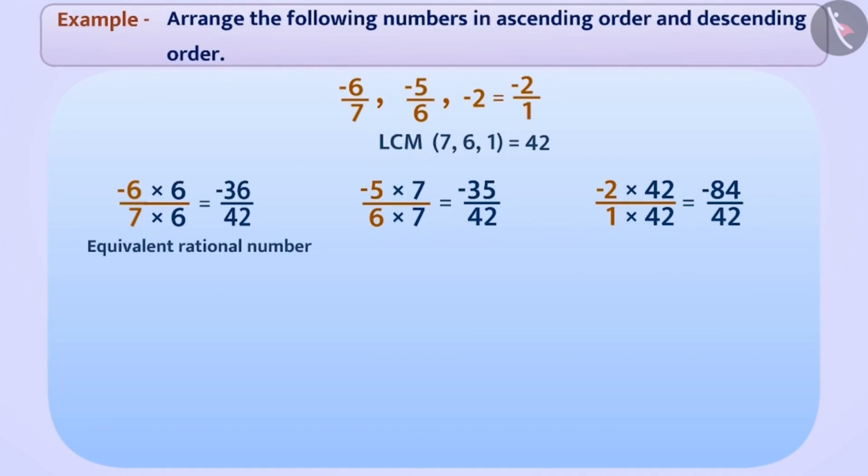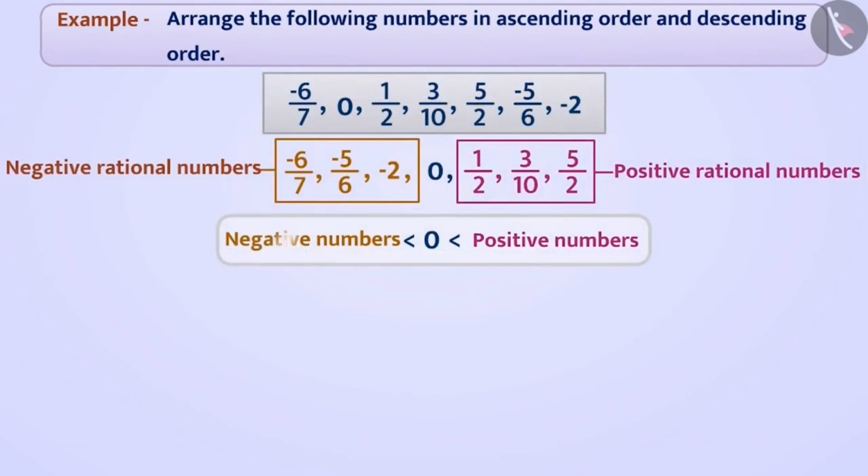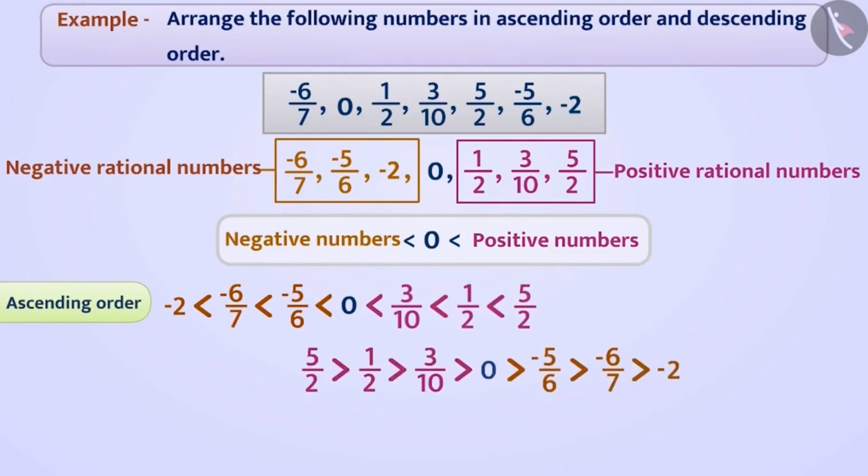Now, since the denominators are equal, we can compare the numerators and arrange them in ascending order like this. Since negative rational numbers are smaller than 0 and 0 is smaller than the positive rational numbers, to find the ascending order of all numbers, we keep 0 in between and arrange the ascending order of all the negative rational numbers towards the left and the ascending order of all the positive rational numbers towards the right. If we reverse the order, then all the numbers get arranged from greater number to smaller number. This means we will get the descending order.